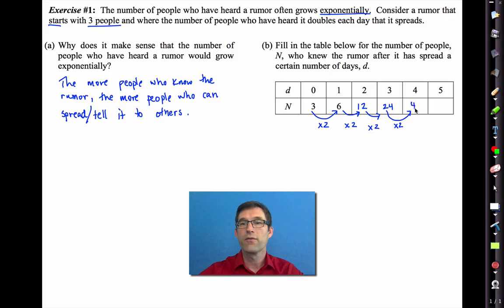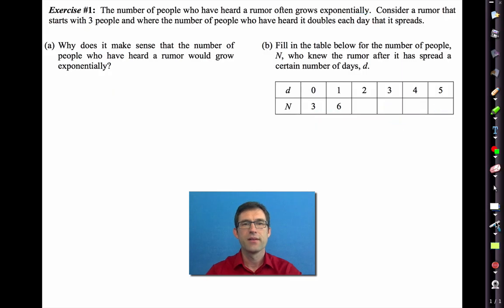Day 4, 48 people would know it. Day 5, 96 people would know it, right? So, simple enough, all right? But what we're going to do for the rest of the problem is now try to model this mathematically with a function, specifically a function in equation form, all right? So I'm going to clear out the text. You write down what you need to. All right, let's do it.